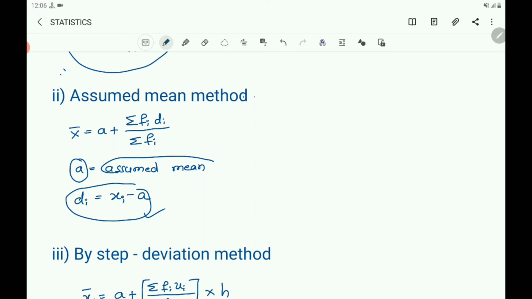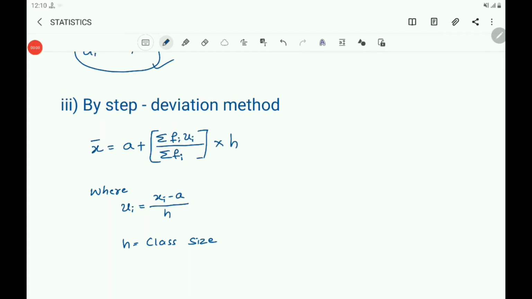In the third step, find the product of di with the corresponding fi and take the sum of all the fi di's. Then, by using the formula x bar equals a plus summation of fi di by summation of fi, you can get the value of the mean. Here x bar is the actual mean and a is the assumed mean.